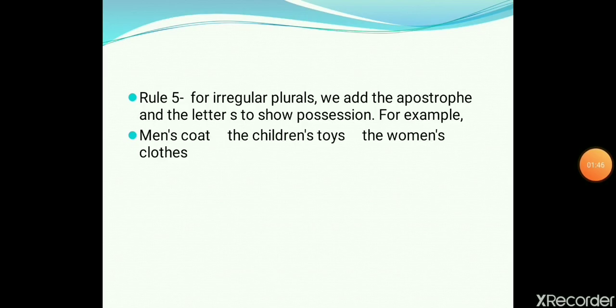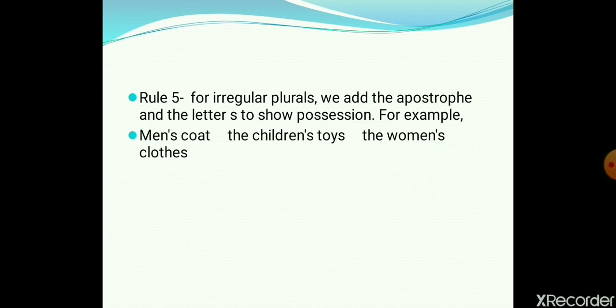Now let's see rule 5. For irregular plurals, we add the apostrophe and the letter S to show possession. For example, men's coat, the children's toys, the women's clothes. As I told you earlier, whenever we are talking about a singular noun, we have to place the apostrophe before S, and whenever we are talking about a plural noun, we have to place the apostrophe after S.